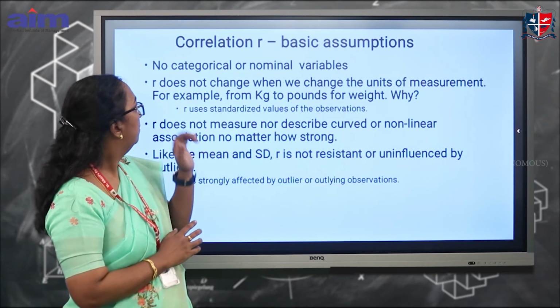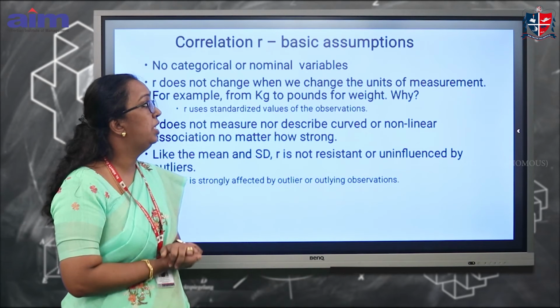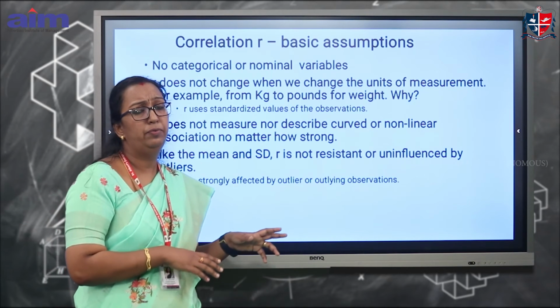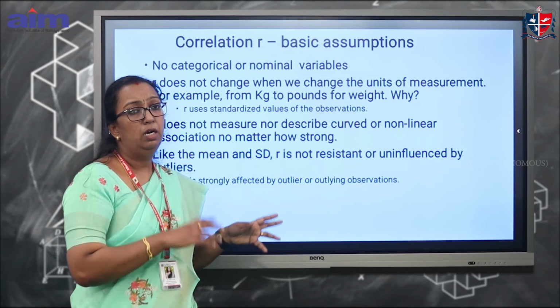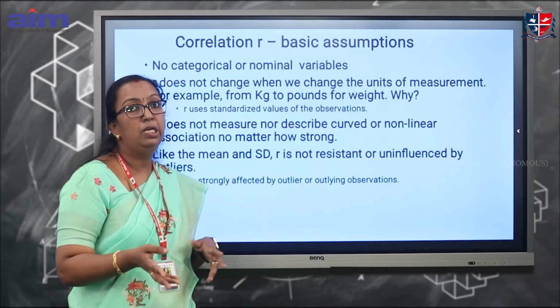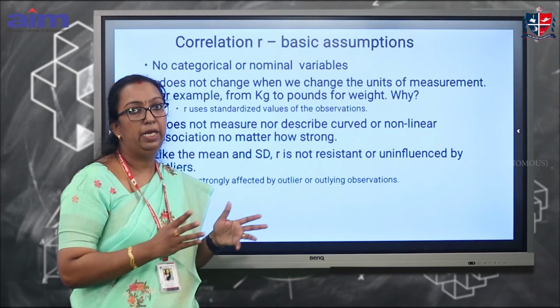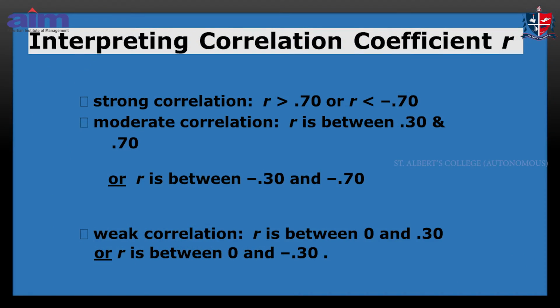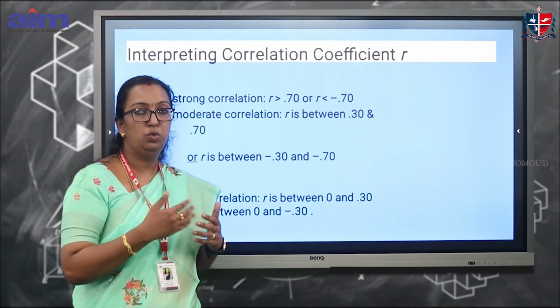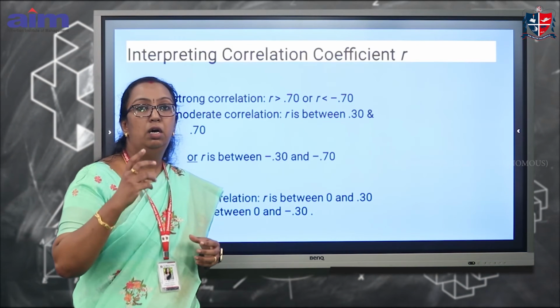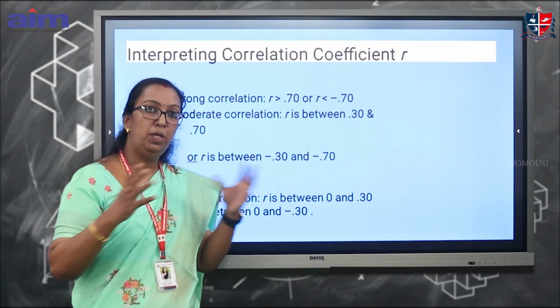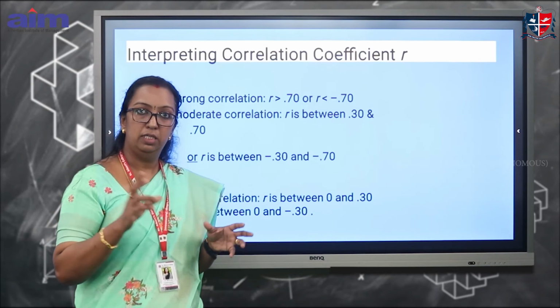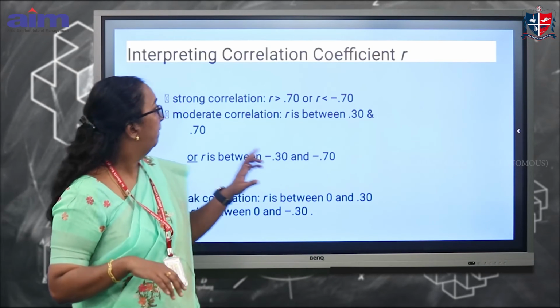And R does not change when we change the unit of measurement. Say for example, you have changed it from kilogram to milligram. It doesn't make any difference, or it doesn't change the result. The R value will be the same. And if there are outliers, obviously correlation will be affected. So before doing the correlation analysis, you should test for outliers, whether you have data points which are beyond the maximum value. That is the outlier. So you have to test for that.